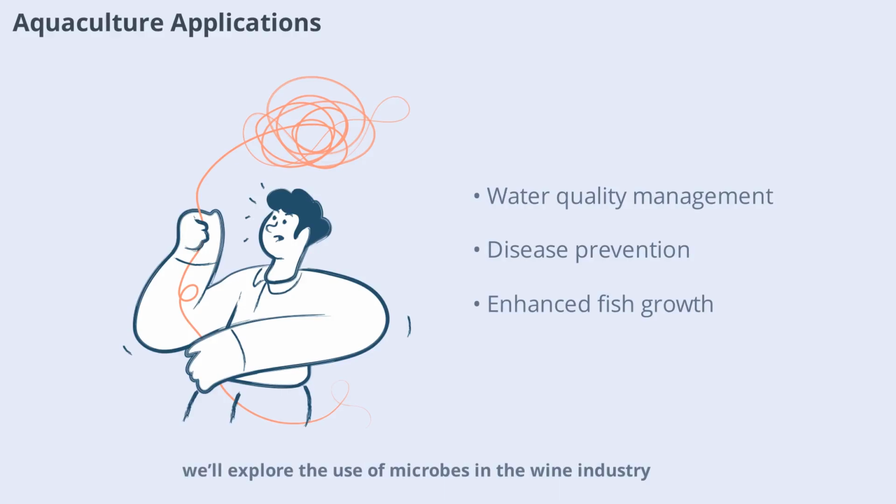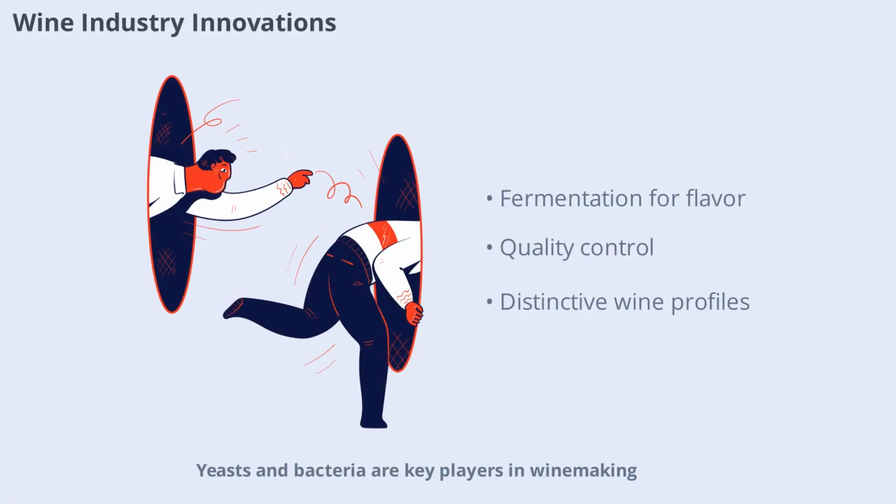Next, we'll explore the use of microbes in the wine industry. Yeasts and bacteria are key players in winemaking, driving fermentation and influencing the flavor, aroma, and quality of wine. Careful management of microbial cultures allows winemakers to create distinctive wines with unique characteristics. Microbiology also helps prevent spoilage and ensure product consistency. The wine industry continues to innovate with new microbial techniques.